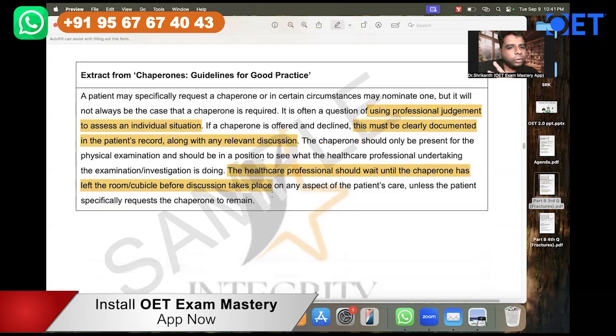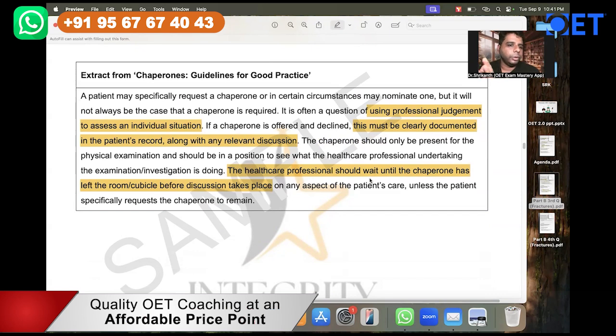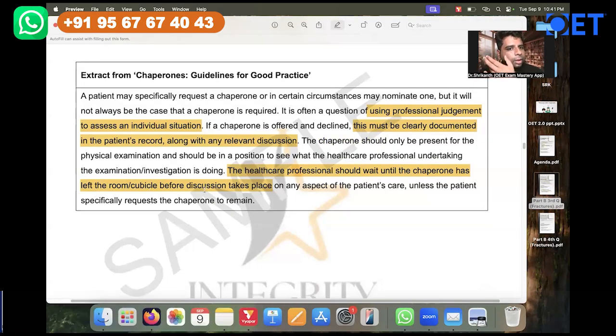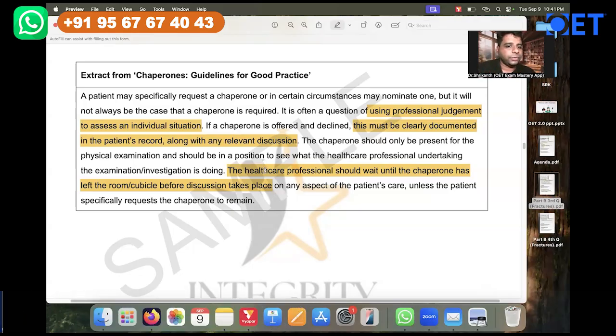Right, now let's take a look into the third instruction, the third expectation from the healthcare professional. The healthcare professional should wait. Okay, what they're supposed to do, they should wait until the chaperone has left the room. So the patient is there, the chaperone is there. So the healthcare professional should wait for the chaperone to leave the room. Okay, cubicle basically means room, before discussing anything with the patient. So the healthcare professional is going to have a discussion with the patient. The healthcare professional must wait for the chaperone to leave them alone. So only the patient and the healthcare professional should be there.